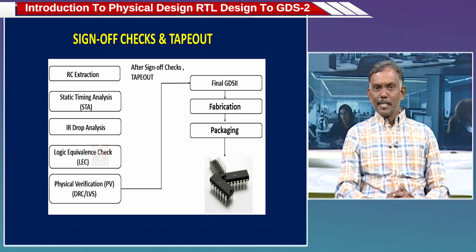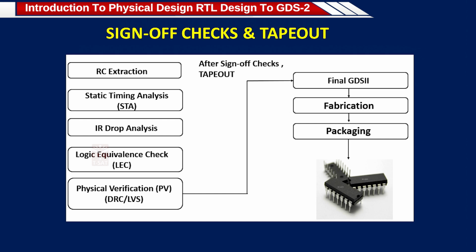On the final database, sign-off LEC check we need to do. And next one is the physical verification, DRC and LVS. Of course, we are doing the design rule check in PNR also. The opens check, called the connectivity check, LVS, we are also checking in PNR, but that is not sufficient. In sign-off physical verification, we need to check DRC, LVS. These are all called sign-off checks.